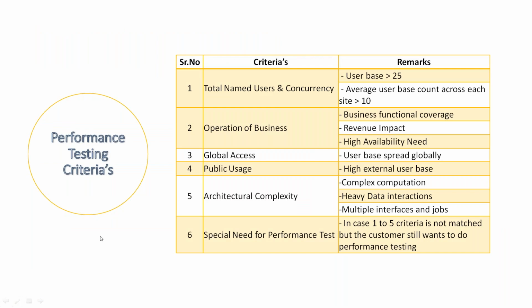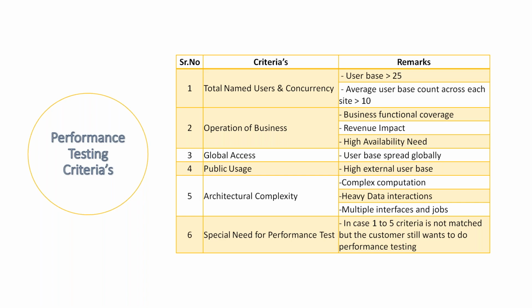The next is the performance testing criteria, same thing, but we have quantified those variables and terminologies. Total number of users and concurrent users. The total number of users is basically the number of registered users, and concurrent users are those actually accessing the application. I've given one rough idea depending upon our FMS application. We have said that if the user base is greater than 25, and the average user base count for each site, let's say India today, tomorrow UAE or any other country, is more than 10, then you should go ahead and tune the application and do the performance testing.